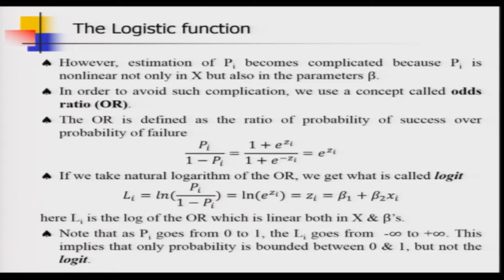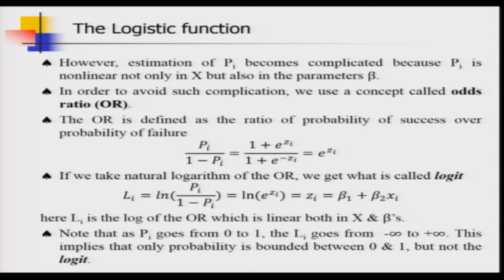So, here we are going to introduce the odds ratio as a ratio of two probabilities. Odds ratio is defined as the ratio of probability of success over the probability of failure. So, it is given by pi divided by 1 minus pi. I am showing here that if you do some small algebra, you get a very simple expression for that, and that is e to the power zi.